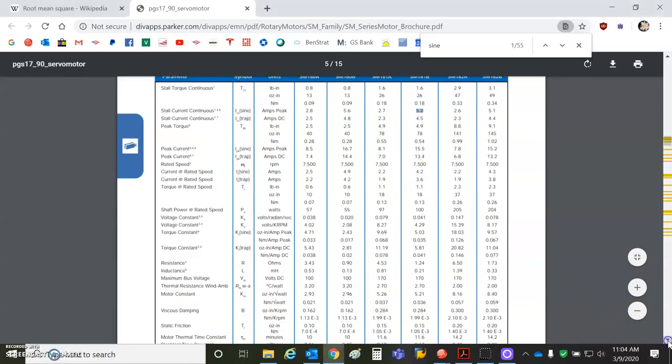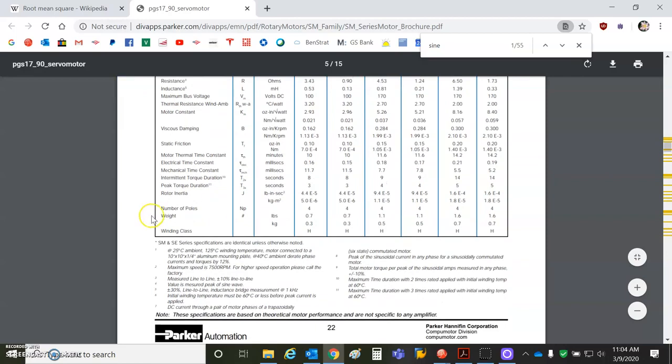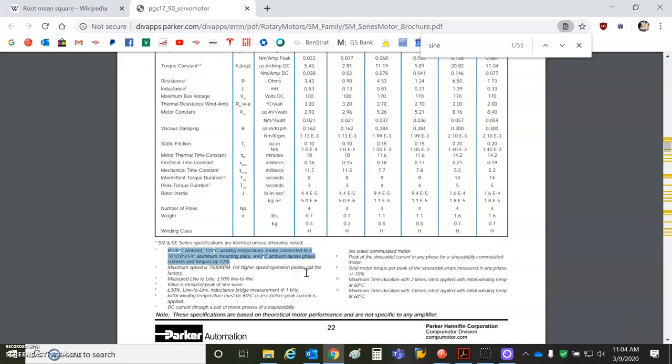So there's a square root of 2 factor in here too, but an interesting note 4, values measured peak of the sine wave, right? This talks about the motor 25 degrees C ambient, 125 degrees C winding temperature, motor connected to a 10 inch by 10 inch by quarter inch aluminum mounting plate at 40 degrees C ambient, derated phase current and torque by 12%. So if you don't have any way to get the heat out of the motor and your ambient's high, you still have to be careful.